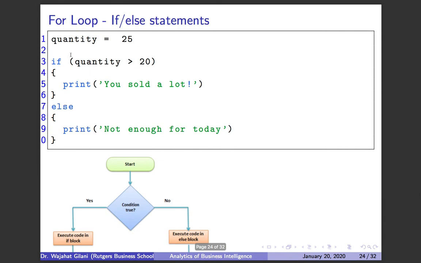All right, so here let's do an example. I create a variable called quantity, a data container called quantity. I give it the value 25. And this is my if-else right here, guys. Here's my if-else right here.